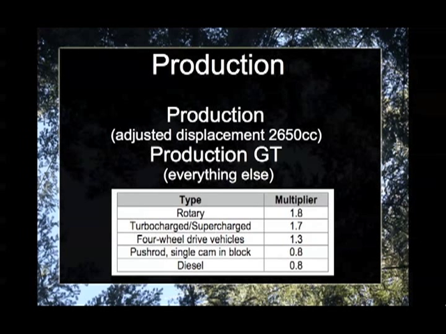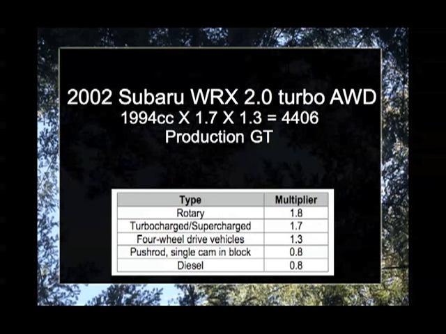Basically what you're doing is you're taking the size of your engine and you're adding a multiplier. The chart below is the list of multipliers that they use within production classes. And to stay out of production GT and stay in the lower production class, your adjusted displacement needs to be less than 2650 cc's.